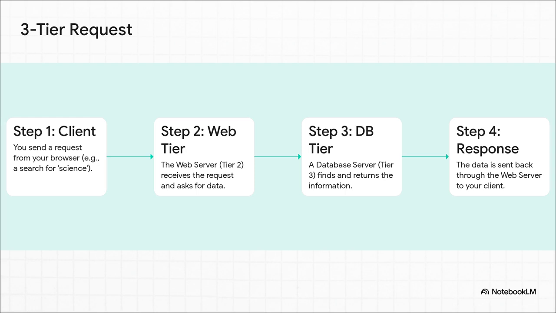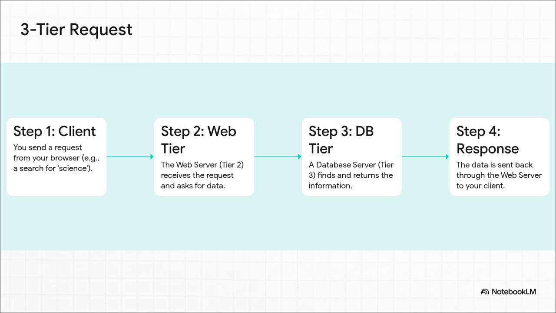Let's just walk through this example. Okay, so Tier 1 is you on your client computer, and you search for science. Your request goes to the web server, which is Tier 2. Now, this server is like a receptionist. Its job is to handle web traffic, but it doesn't store all the company's information itself. So it turns around and asks a totally separate, specialized database server in Tier 3, "Hey, I've got a request for science. What can you find for me?" The database server does its job, finds the data, sends it back to the web server, which then assembles the final page and sends it all back to you.